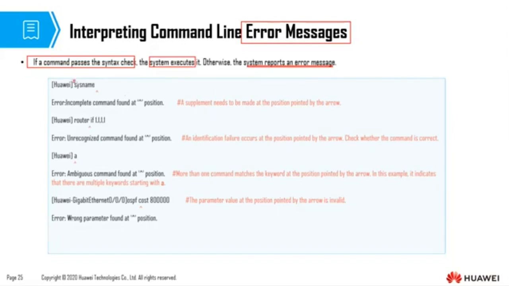Now, sysname is a command to change the name of that particular device. By default, Huawei routers will have the name Huawei, like that, while the switches will have the name HUAWEI in caps. So that's the default name. Now, if we wanted to change this router's name, for example, to R1, then we have to be on system view, then we type the command sysname, then space, then R1, like that. So that's how we do it.